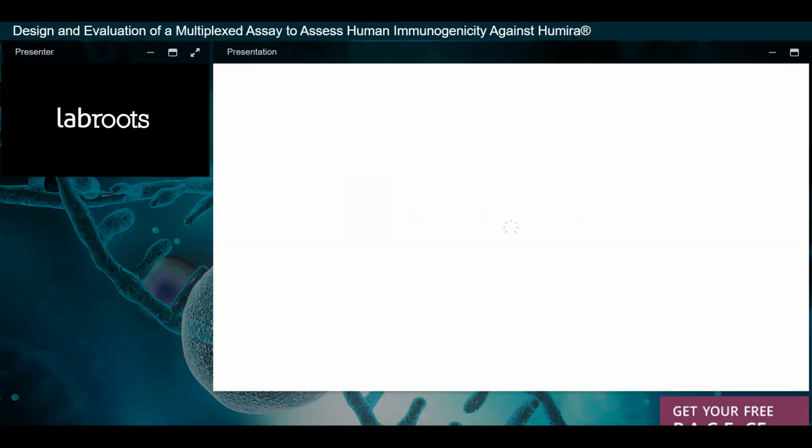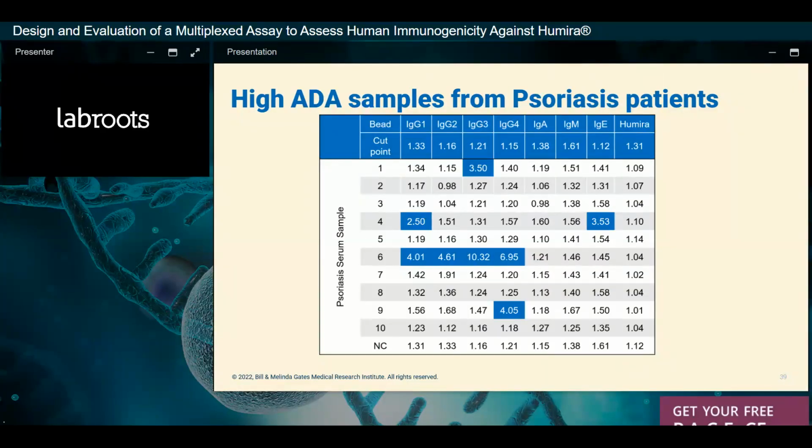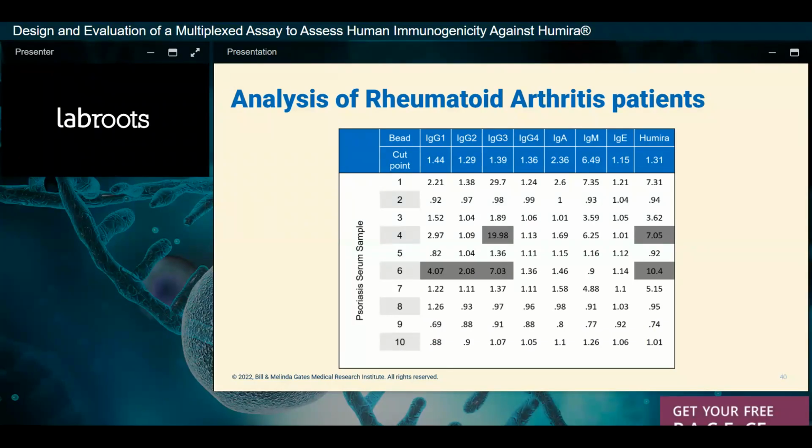Okay, so let's look at a different set. Let's look at rheumatoid arthritis patients. And in this population, we knew that some of these were treated with Humira. And of these 10 samples that we looked at, we had a bunch that were higher above the cut point for anti-Humira than others. And then we went back and confirmed those. So we only had two confirmed positives in these Humira treated rheumatoid arthritis patients.